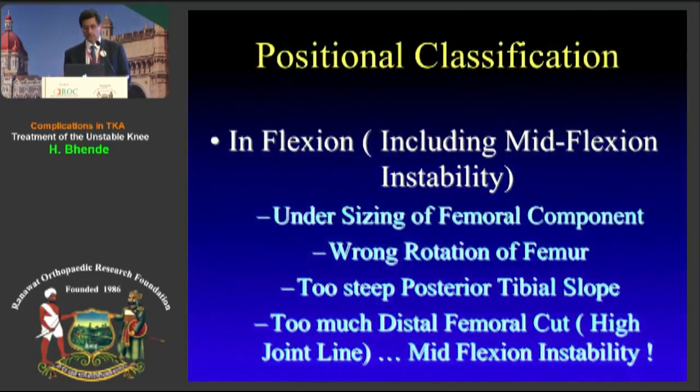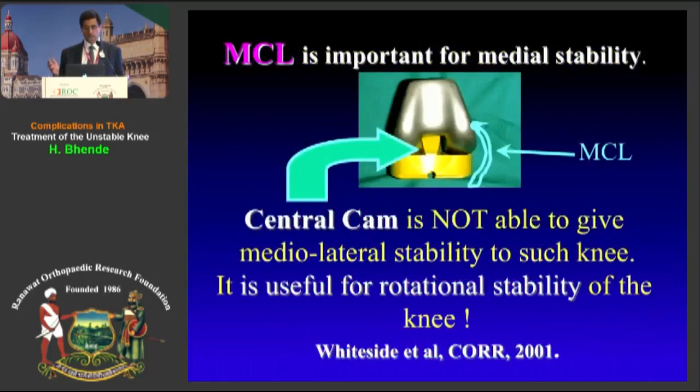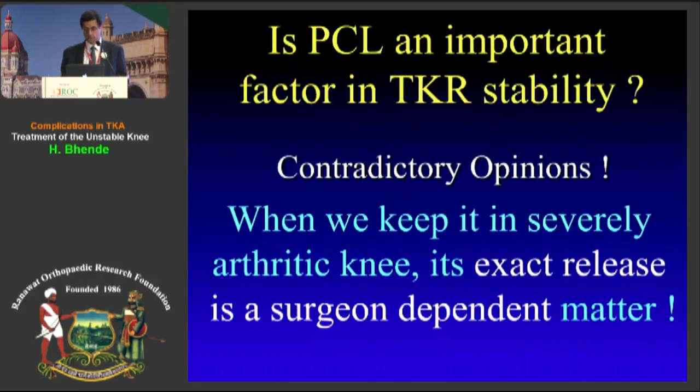Position classification of flexion instability includes much more complex things than just the alignment of the implant or soft tissue balance: undersizing of the component, wrong rotation of the femur, too deep a posterior slope, too much distal femoral cut causing a high joint line. All these things will change the biomechanics of the knee in a flexed position. Among them, the MCL is a very important part, and a loss of MCL, either iatrogenic by the surgeon or because of the disease process, like in a case of type 2 valgus knee, can lead to a knee which is unstable at the end of the surgery if the surgeon is not very careful.